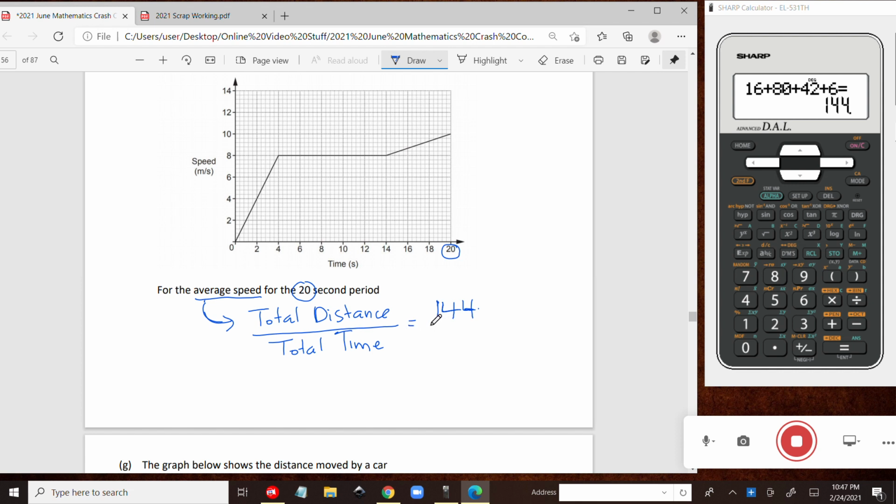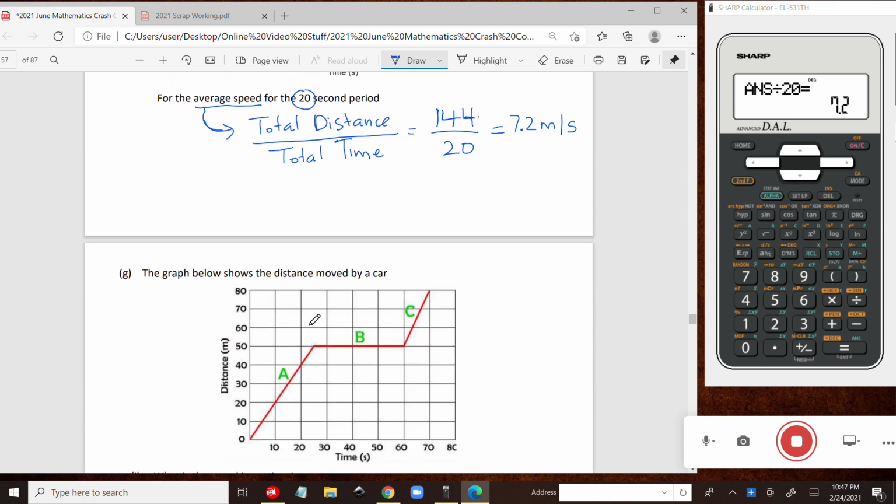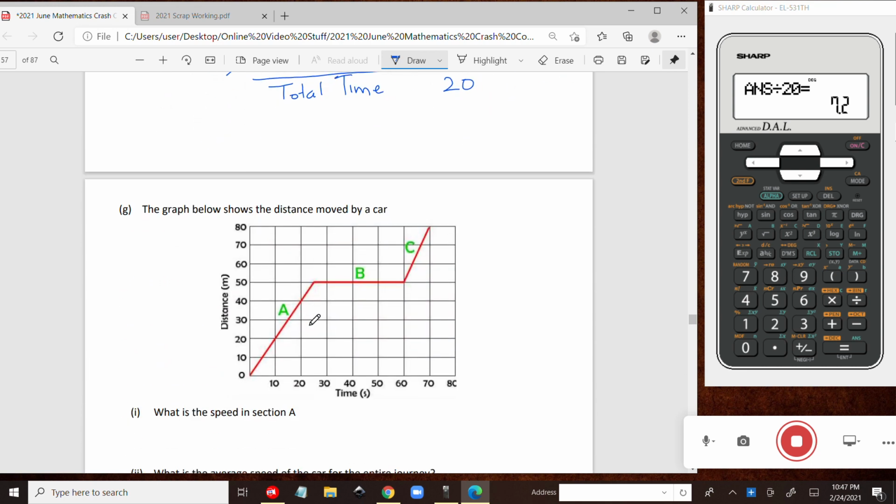And how much was the total time for the entire journey? Well, 20 seconds. And you just divide the 2, and that's it. 144 divided by 20 is 7.2. And speed is in meters per second, because you see the speed here, they have the unit, meters per second. All right, so moving on to the next graph, okay?